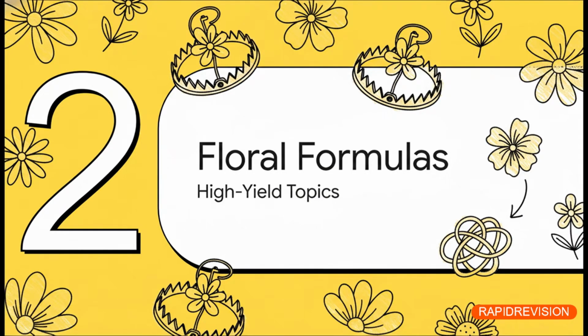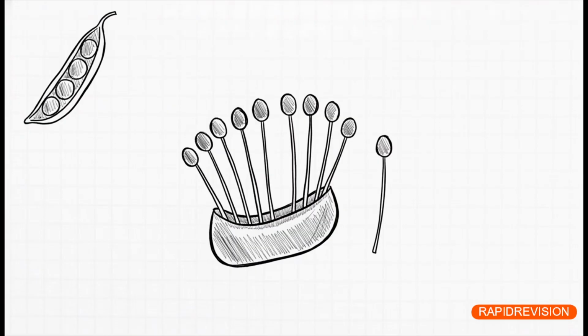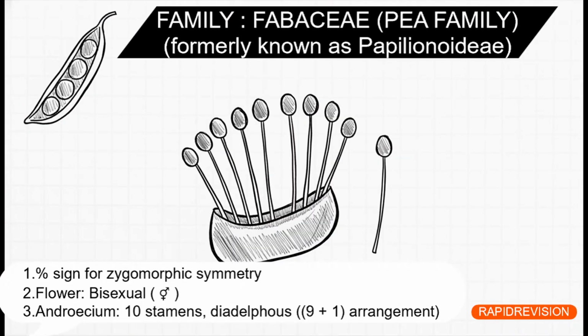Section 2. And I'm warning you guys right now, floral formulas are a massive trap if you haven't memorized them correctly. Direct NCERT line here, guys, for the Fabaceae family, the pea family. The cheat sheet features you really need to look out for are the percentage sign, which indicates zygomorphic symmetry, the bisexual symbol, and crucially, the androecium. It has 10 diadelphous stamens, and they are arranged in a very specific 9+1 fused pattern. Literally, that 9+1 arrangement is your golden keyword for Fabaceae.